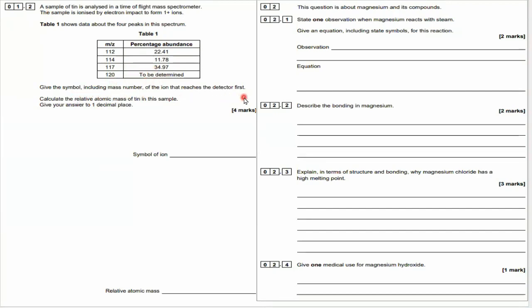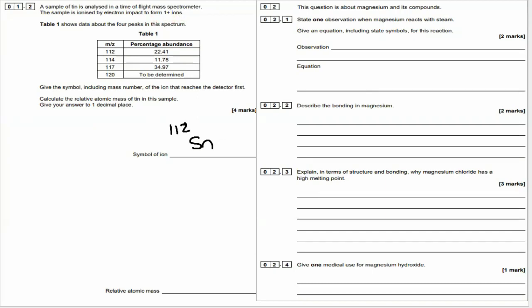The question is, give us the symbol, including the mass number, of the ion that reaches the detector first. Then calculate the relative atomic mass of tin in the sample. Give your answer to 1 decimal place. So which of these ions would reach the detector first? Well, it's the ion with an m/z ratio of 112 because the m/z ratio is equal to the atomic mass of the element.